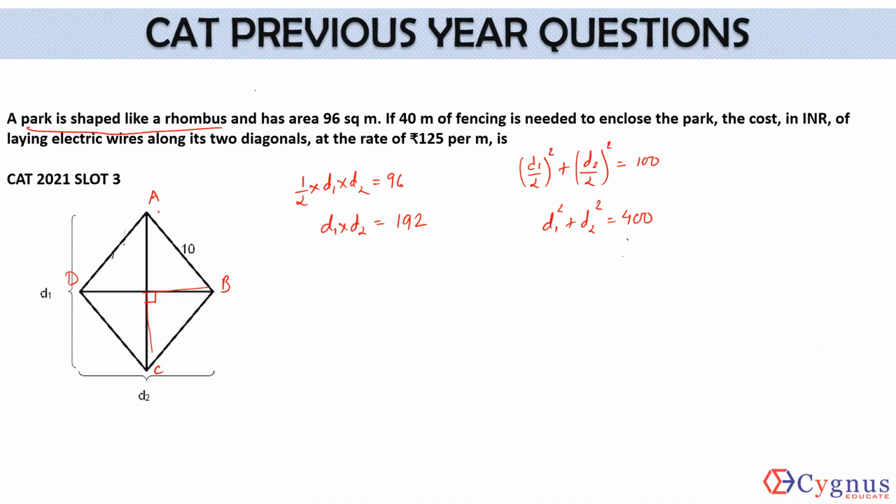I hope this was clear, how do we get this 10 here? It was given that 40 meter of fencing is needed. That means the sum of all the four sides is 40. So one of the sides will become 10. Now what's the next step?